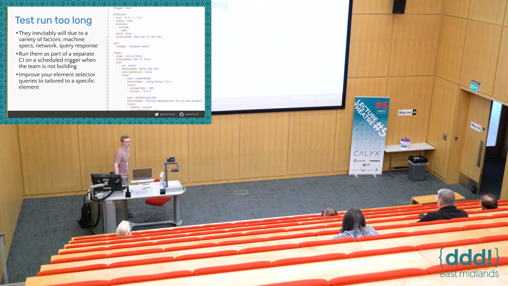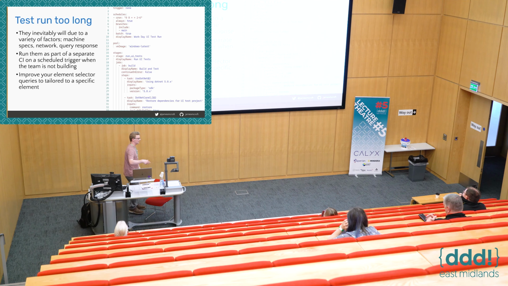Tests take too long to run. Like I said before, this will happen. You've got those factors to contend with. What I would suggest on this is if you are using a CI to run your UI tests, run them as part of a scheduled nightly trigger. We at Razor tend to run our UI tests on the evening of weekdays at midnight, so Tuesday at midnight through to Saturday at midnight as well.